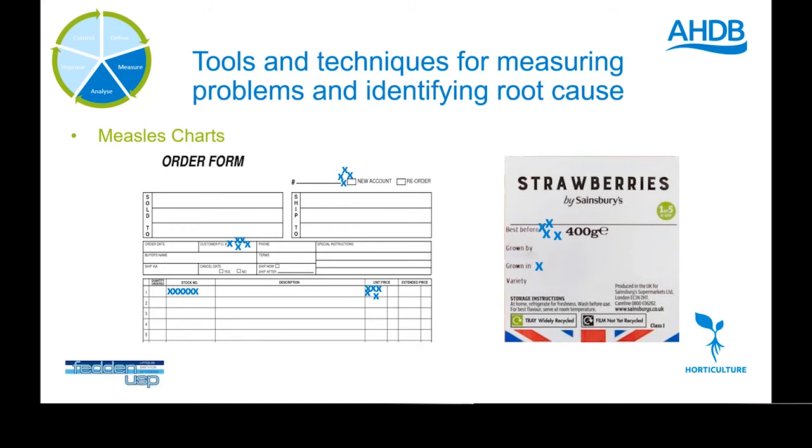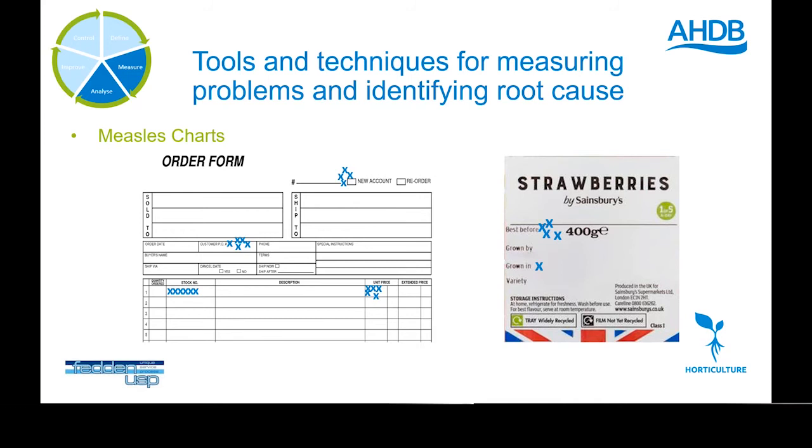Or in the example of the label there, if we're constantly getting errors with labels, again, you can get the operator to mark every time they occur where they're occurring. You'll probably not be surprised that you'll start to see some patterns in terms of where the errors are and where the issues are being caused. So again, it can be applied.